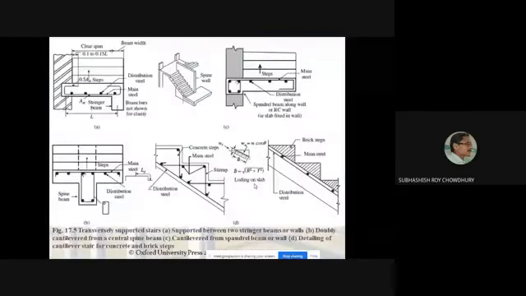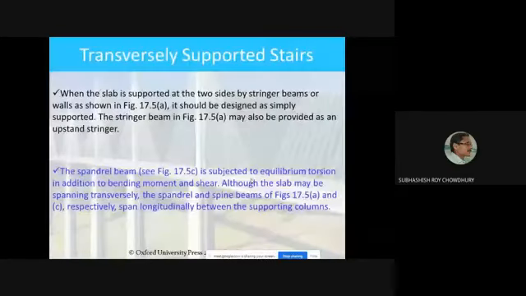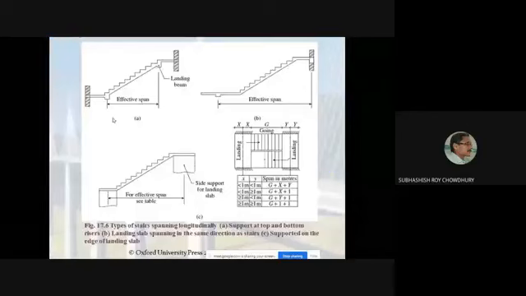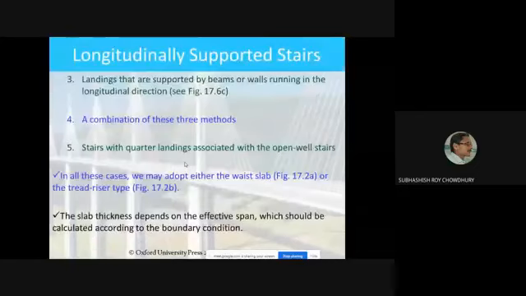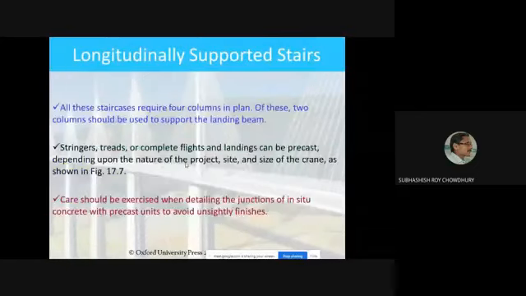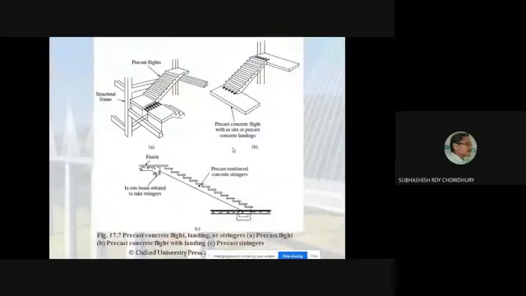But if there is any additional beam like this one, then it may happen that this beam will be resting over 2 columns, and this beam will be resting over 2 columns. So there is another beam here. More columns may be there, but at least 4 columns should be there. So more or less this is the idea regarding the longitudinally spanning stair and the transversely spanning stair. This is a precast stair. We are not entering into this part at this moment.